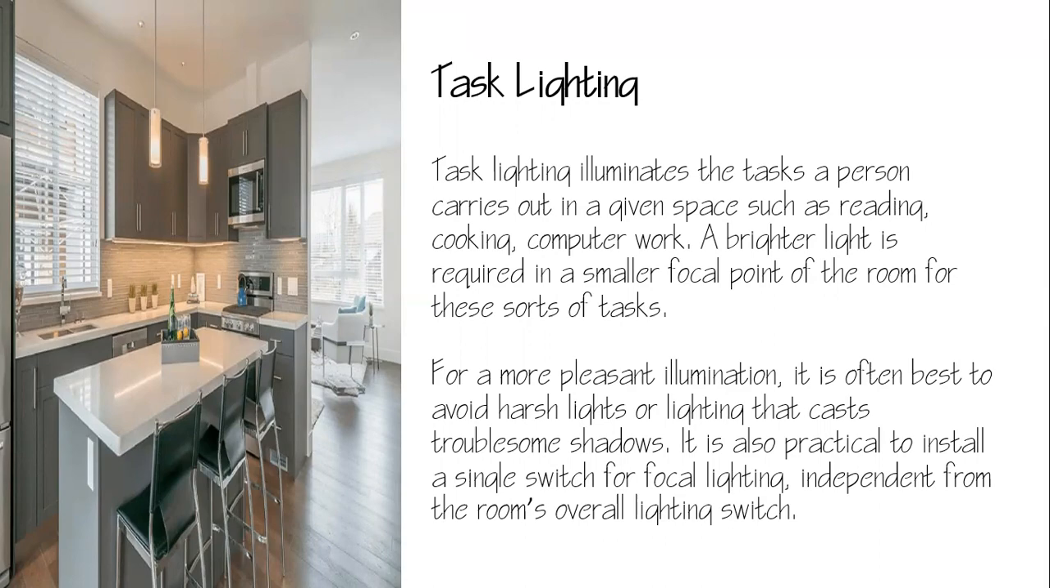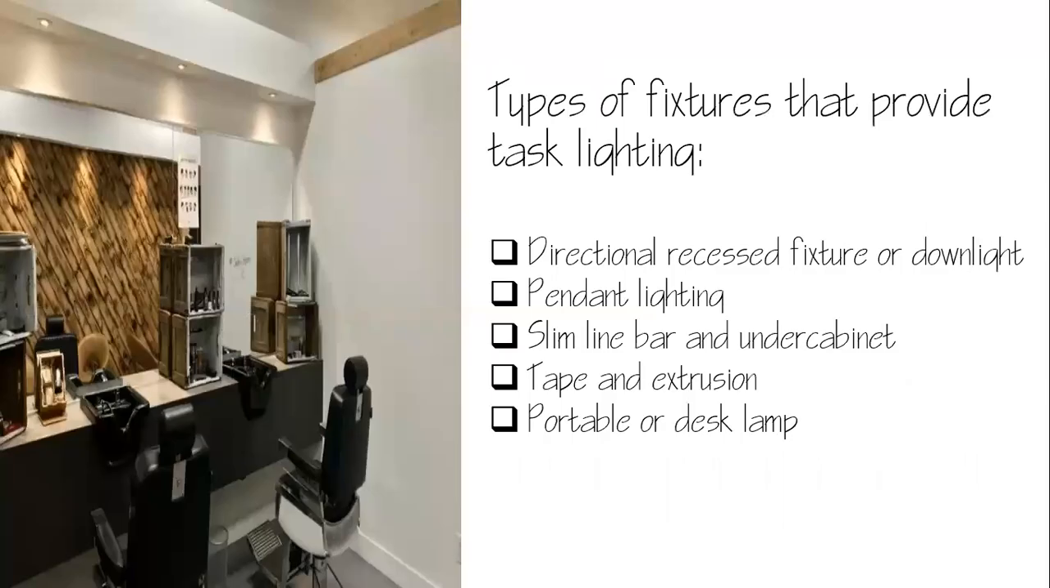Okay, all right. So, what are the types of fixtures that provide task lighting? What you have here are directional recessed fixture or downlight. Downlight, muna siyang nasa kilid. Pendant lighting, from the word itself, pendant. So it hangs from the ceiling right down below. So mabitay siya. Another one is the ceiling line bar and under cabinet. So this is what I have discussed a while ago.